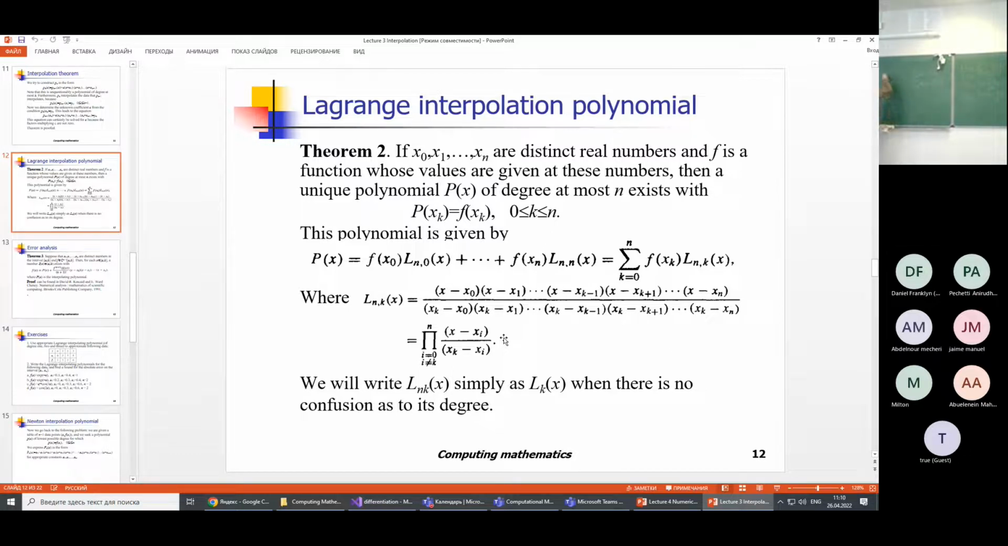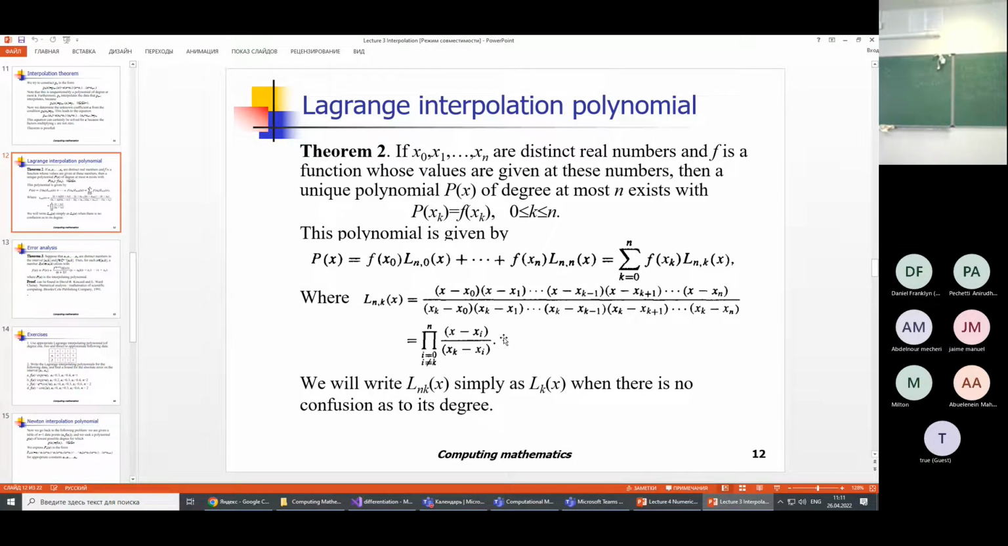Let's consider one more point, x2 and f2, and suppose that the distance between the points is the same. x1 minus x0 is h, and x2 minus x1 is also h. The distance between these points is the same.